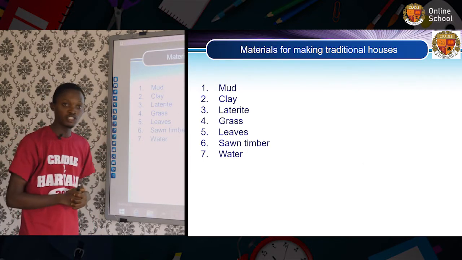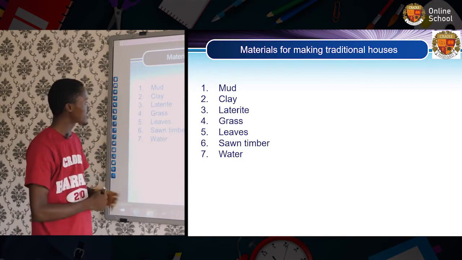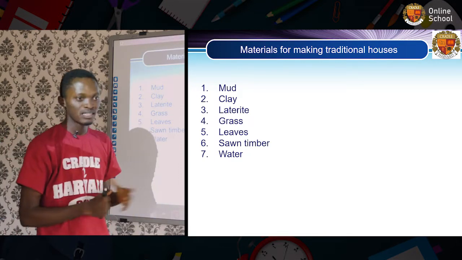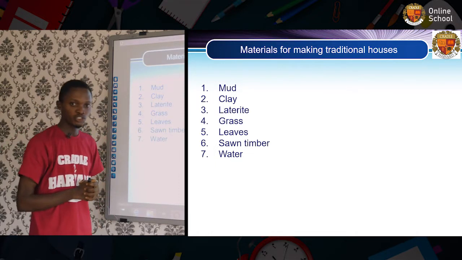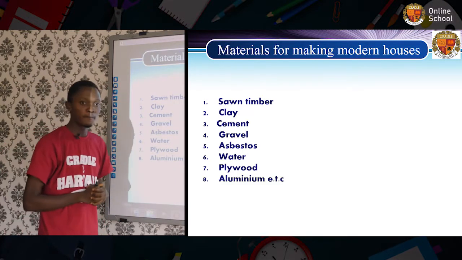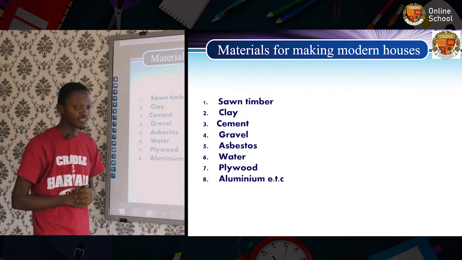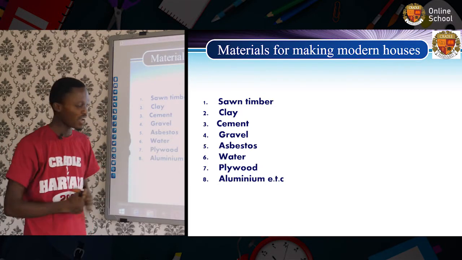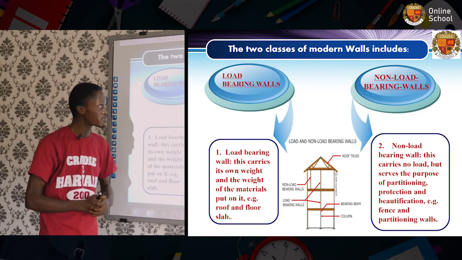Materials for traditional houses: mud, clay, laterite, grass, leaves, sun-dried timber, and water. Basically, these are materials used for making traditional walls. Materials for making modern houses: timber, clay, cement, gravel, asbestos, water, plywood, aluminium, and many more, which you can browse and refer to your textbooks as well.